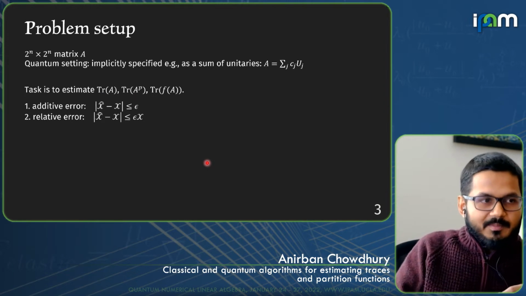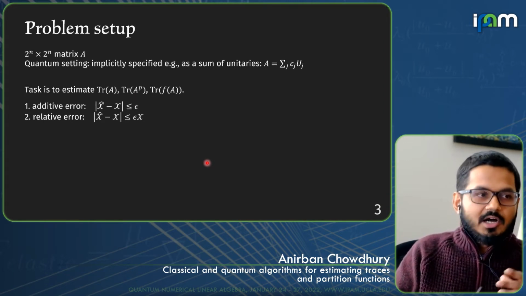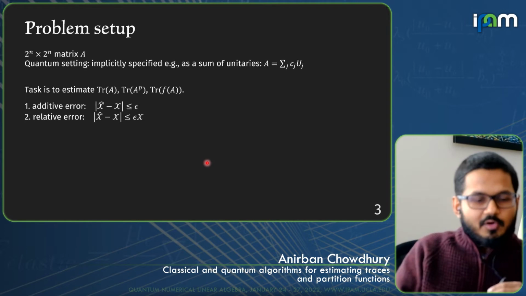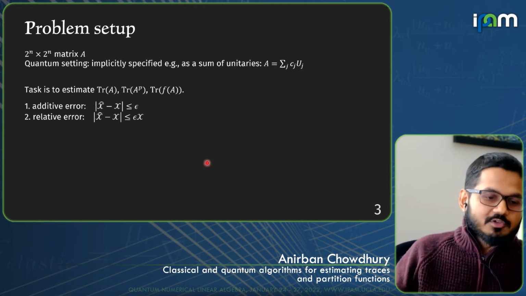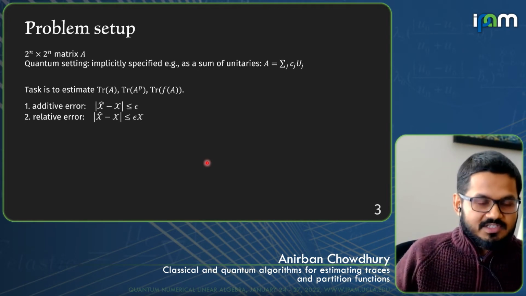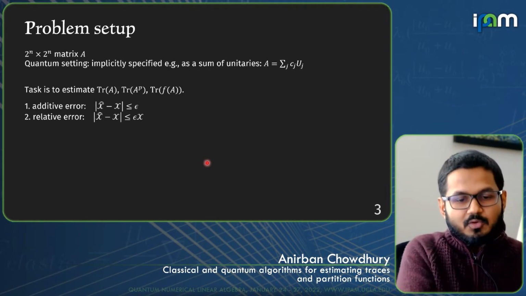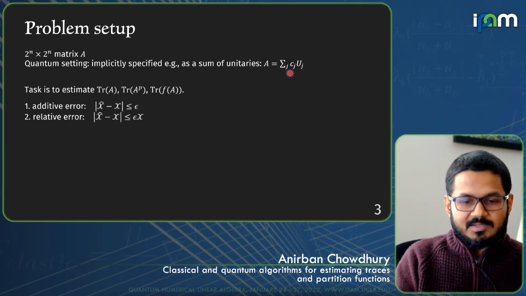A bit more precisely, the problem setup is we have some large size matrix A. And for the quantum algorithms, we will consider the setting where this matrix is implicitly specified. That is, if you want to write down the matrix, which is exponentially sized, it's going to take a lot of time, and we don't want that. So we might want something like a small specification.